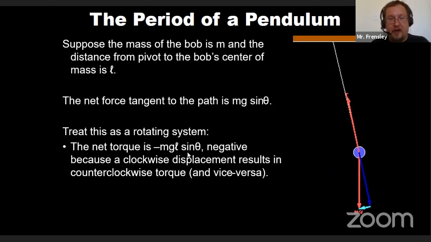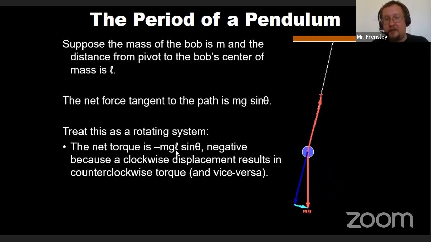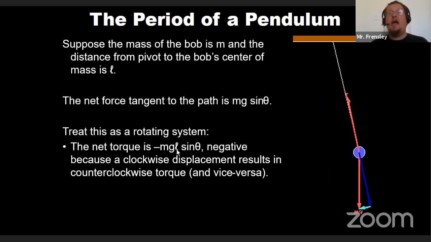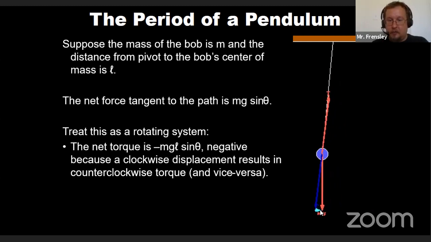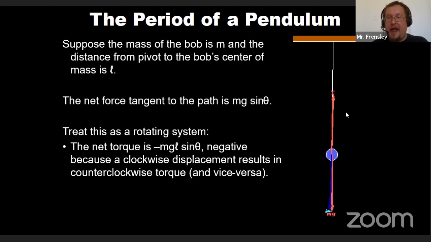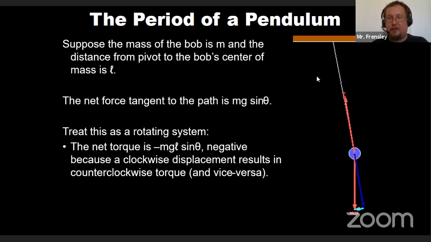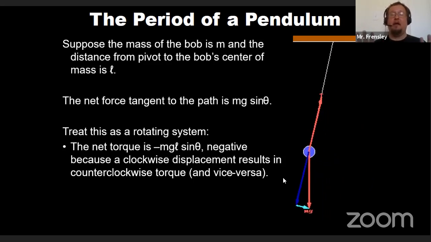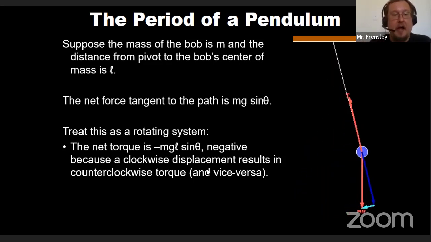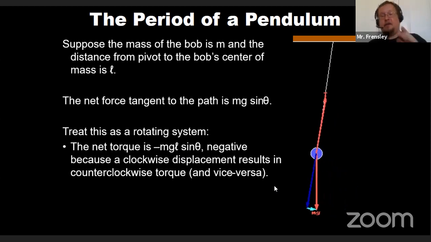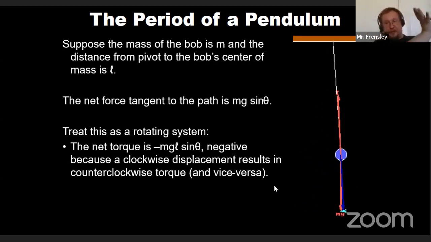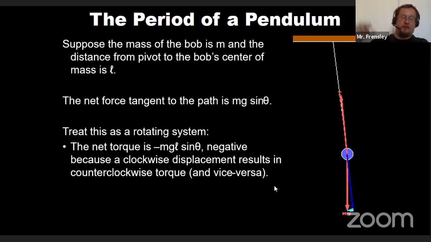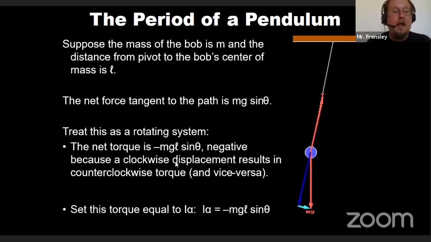So here's the force, mg sine theta. Here's the radius to where the force is applied, L, and the blue arrow, which is the mg sine theta, and the radius vector are perpendicular. So I don't need another sine theta. One is enough. Negative because the force is to the right when the bob's to the left, and the force is to the left when the bob's to the right. You get the idea.